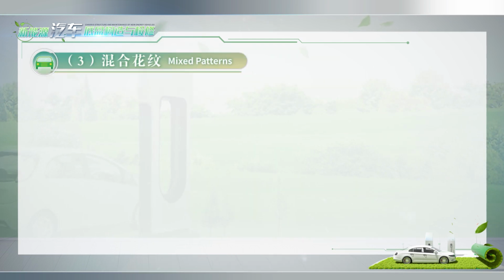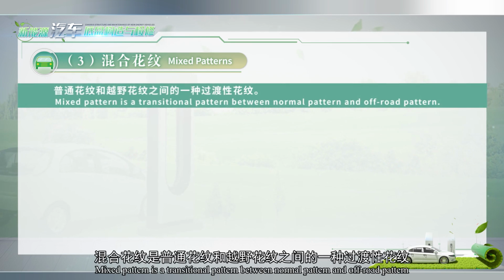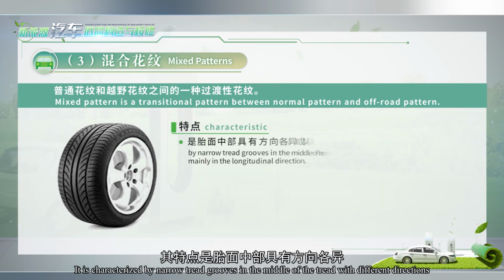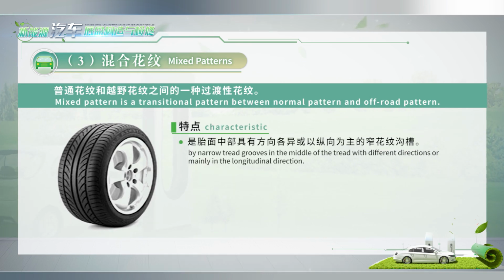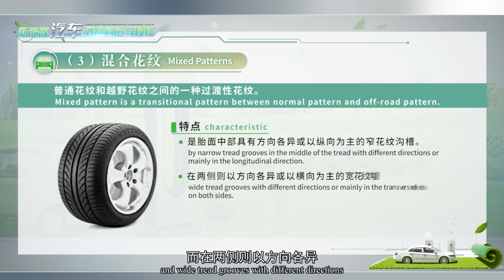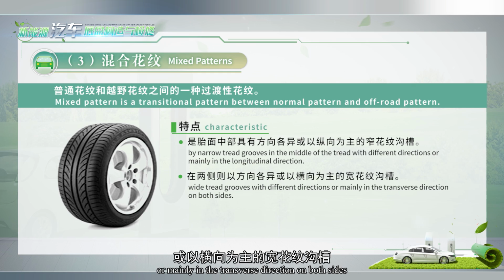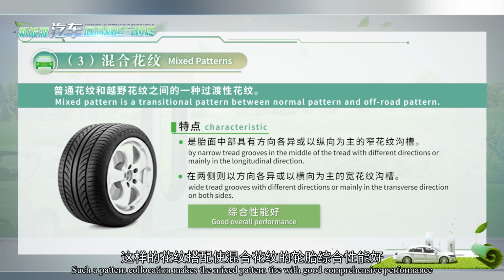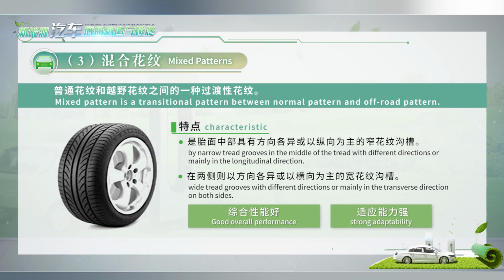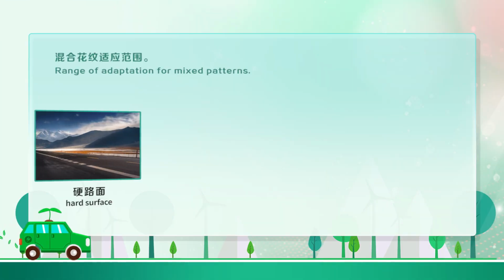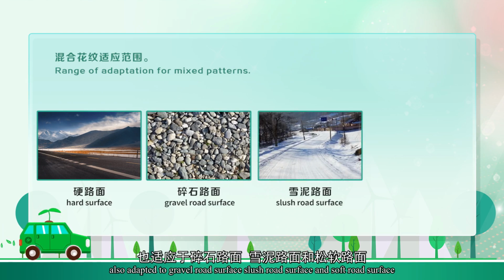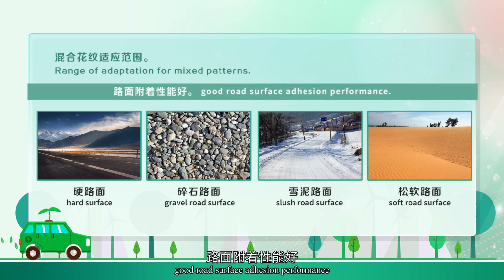Mixed patterns. Mixed pattern is a transitional pattern between the normal pattern and the off-road pattern. It is characterized by narrow tread grooves in the middle of the tread with different directions, or mainly in the longitudinal direction, and wide tread grooves with different directions or mainly in the transverse direction on both sides. Such a pattern collocation gives the mixed pattern tire good comprehensive performance and strong adaptability. It is adapted to both good hard road surfaces and to gravel, slush and soft road surfaces. Good road surface adhesion performance.